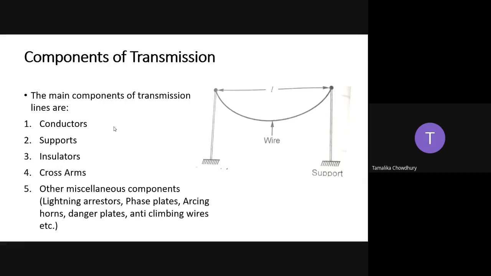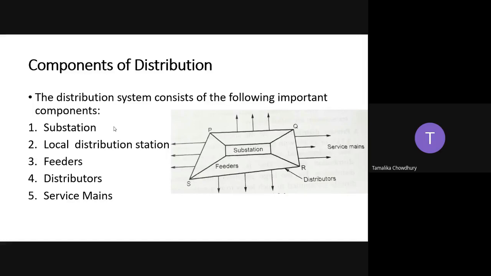And cross arms are just used for the supports. In the diagram I'll show you what cross arms basically are. So these are the main components of transmission lines. And since the subject is transmission and distribution, our next thing is components of distribution.